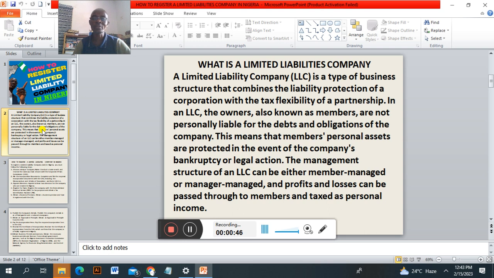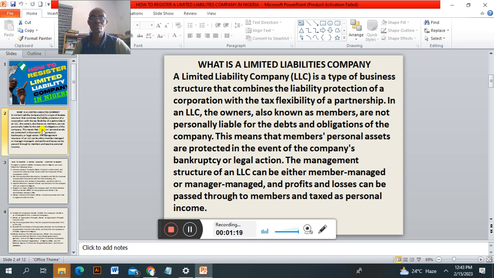A limited liability company is a type of business structure that combines both the liability protections of a corporation with the tax flexibility of a partnership. In a limited liability company, the owners, also known as members, are not personally liable for the debts and obligations of the company. This means that members' personal assets are protected in the event of the company's bankruptcy and legal actions.